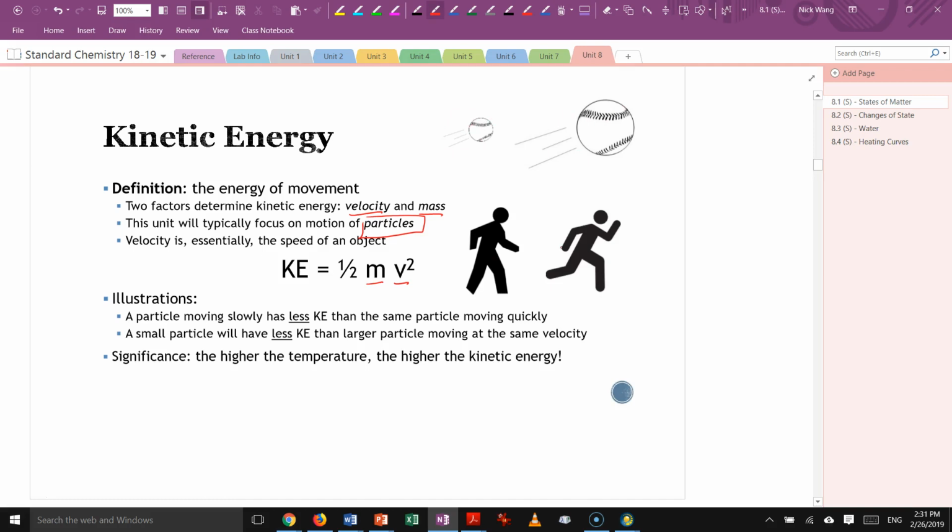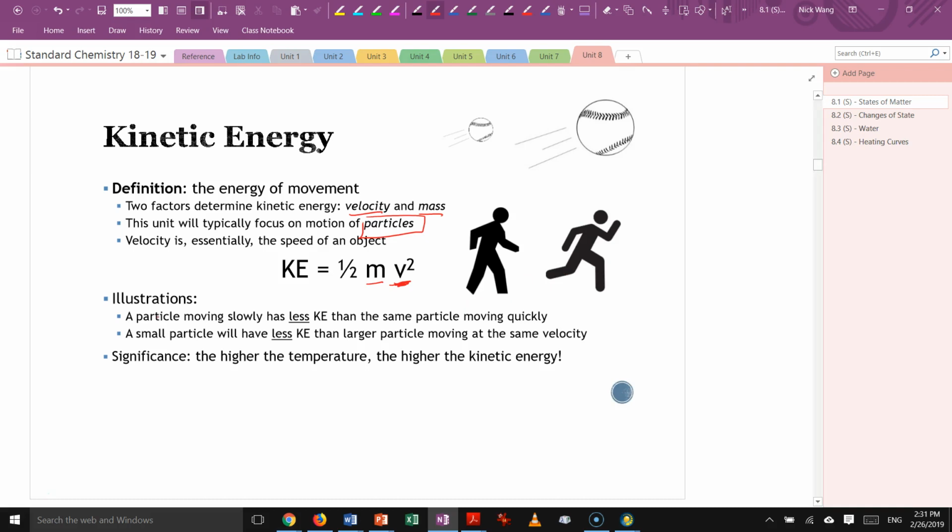Even if they have the same size, so these two are about the same size, this one obviously shows motion moving a lot faster than the one here on the left. This one on the right is going to effectively have higher kinetic energy. That value of v is going to be much greater when you're running than when you're walking, right? V meaning velocity, which is the same thing as your speed.